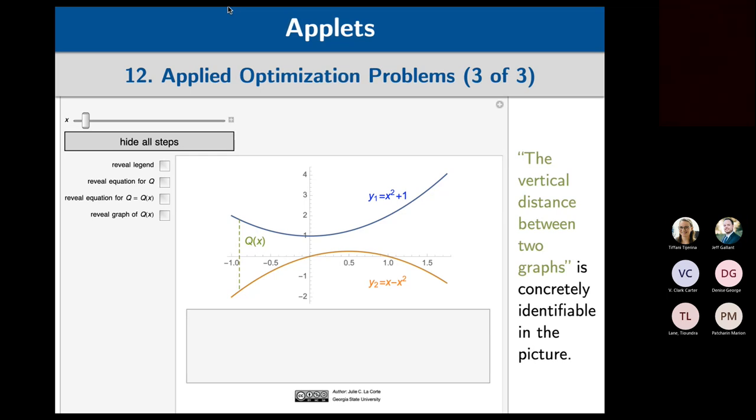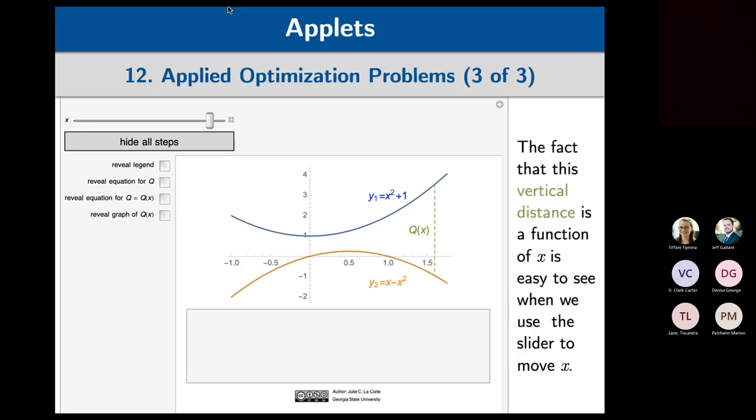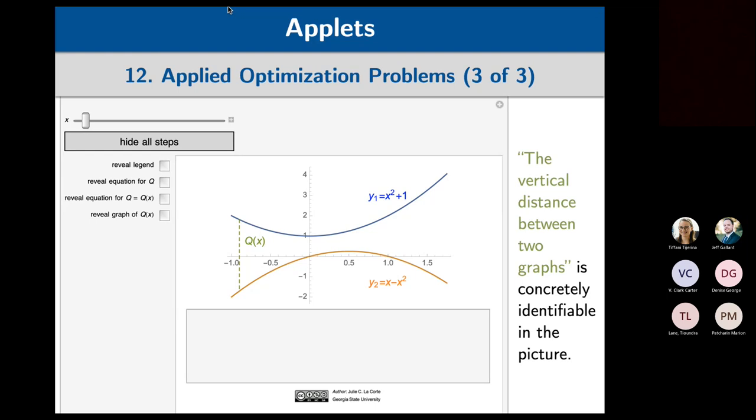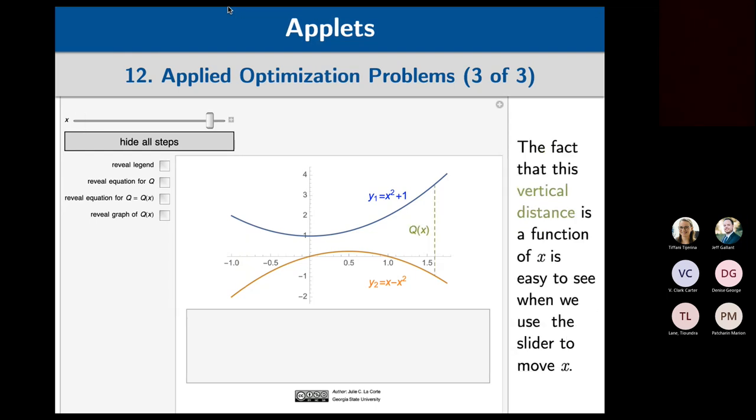I think this is the very last applet I wanted to look at. The last optimization problem asks the student to minimize the vertical distance between these two graphs. When I taught this before using applets, it was a challenge to get students to understand what I meant by the vertical distance between two graphs. That concept put a little bit of cognitive load on them. This applet allows us to not just see the vertical distance between two graphs, but also to see that it is a function of X.